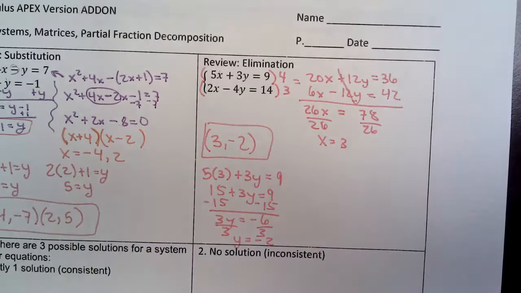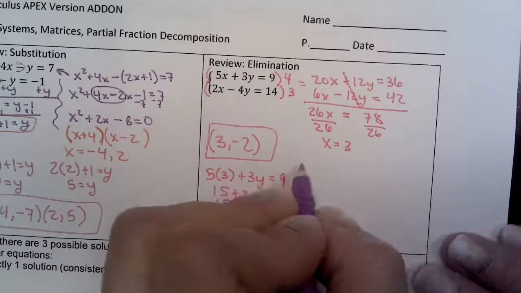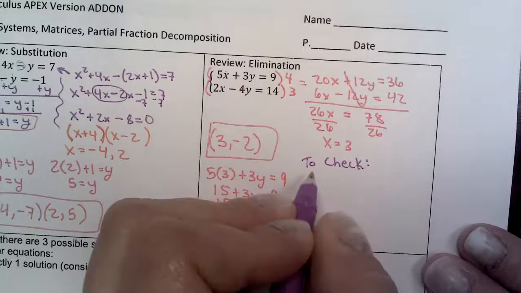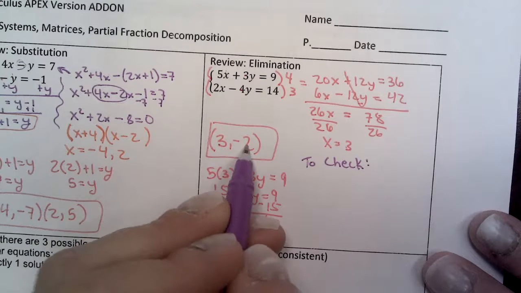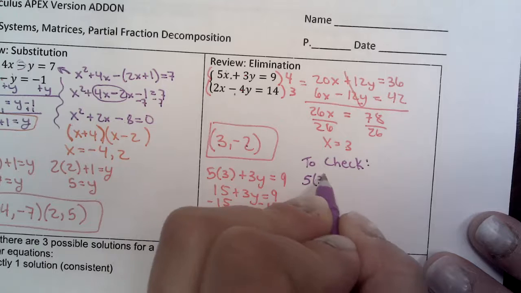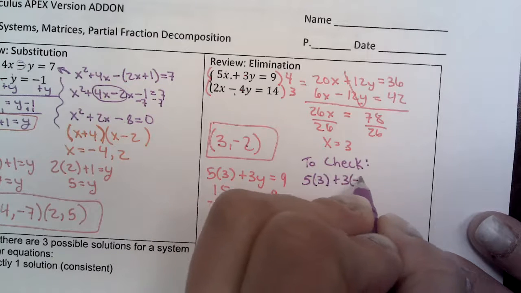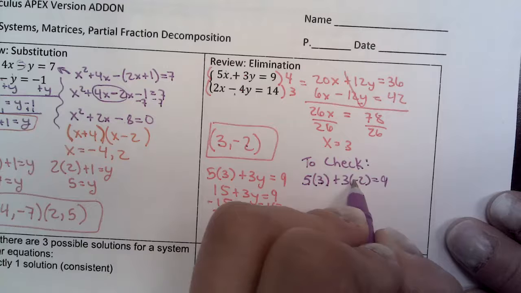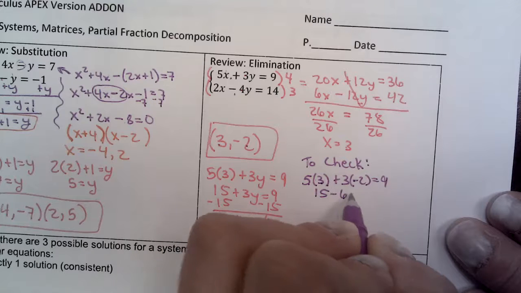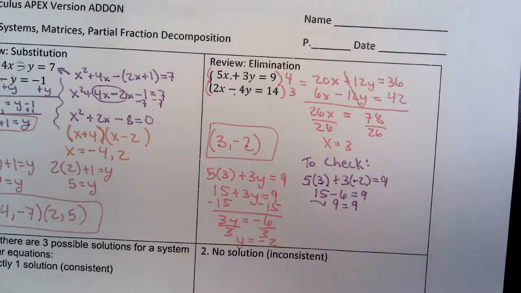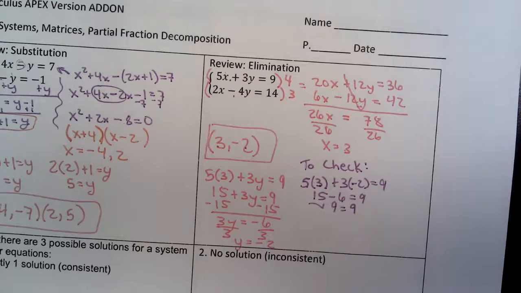Okay, I'm going to go on ahead and check this one just to remind you guys how to check. Okay. So what I have to do is I have to plug this point back into both of these. So I'm going to start with the first one. So 5 times 3 plus 3 times negative 2 equals 9. Well, that's 15 minus 6 equals 9. So 9 equals 9. That means it checks. But remember, you can't just plug it into one.